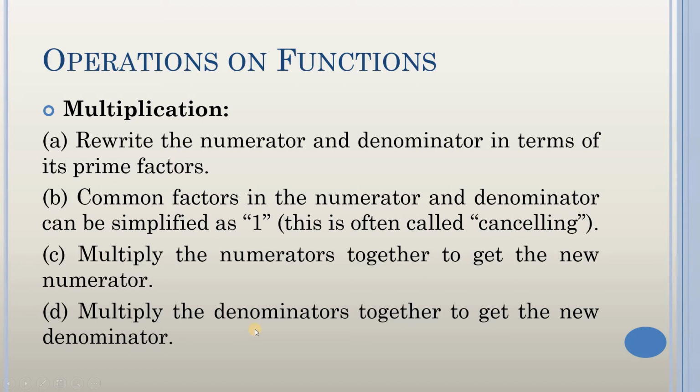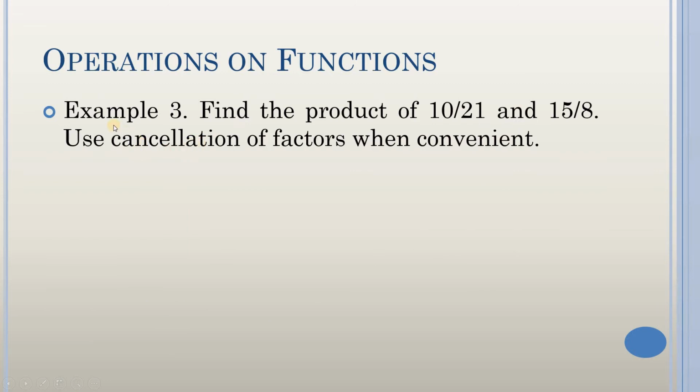Then, illustration of multiplication. Example number 3. Find the product of 10 over 21, this is our first fraction, and the second fraction, 15 over 8. We're going to use the cancellation of factors when it is convenient.